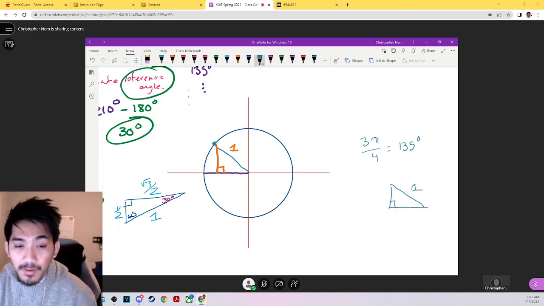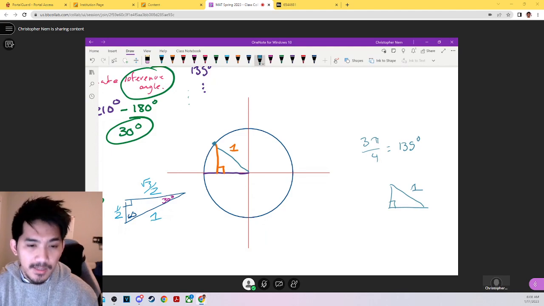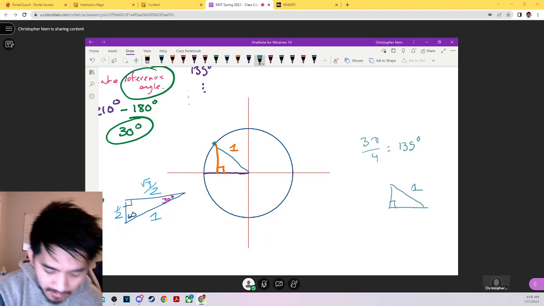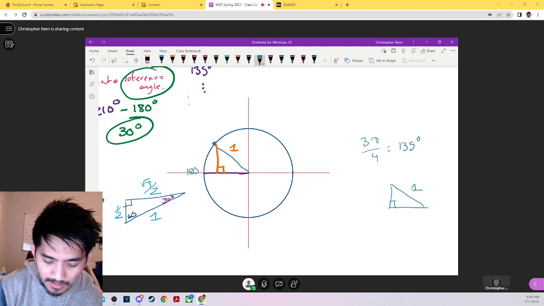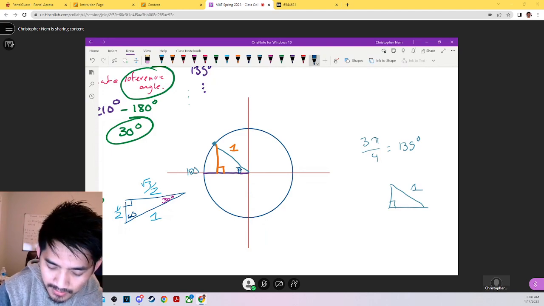Now, we have to figure out the reference angle. The reference angle is always between 0 and 90 degrees. This is not 0 to 90 degrees. I know this is 180 degrees right here. So how can I measure this angle measurement, theta? How can I figure out what theta is?